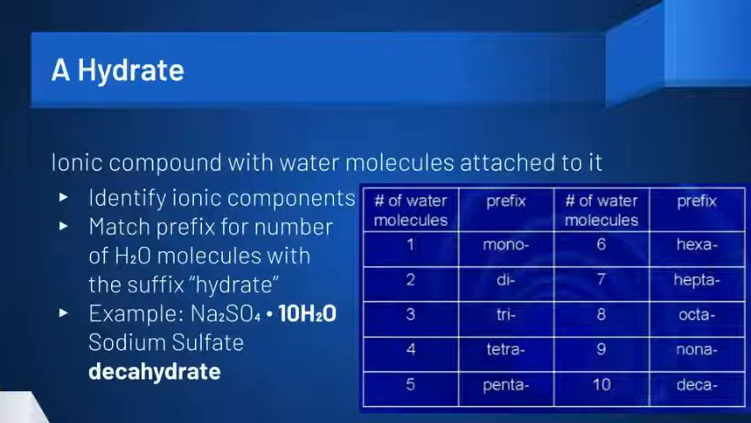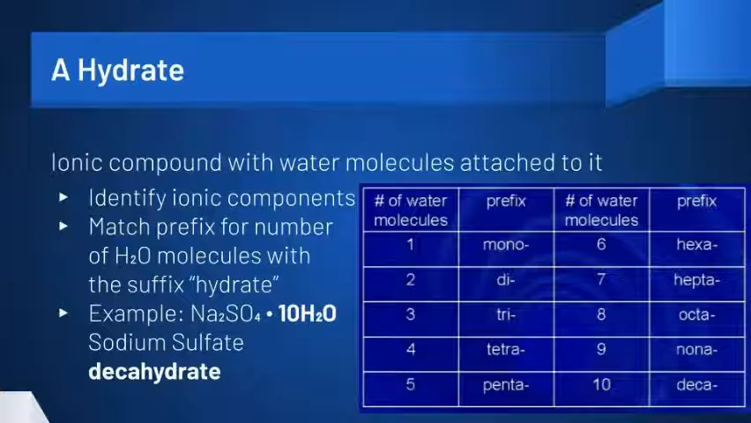Naming a hydrate is also relatively simple. A hydrate is just an ionic compound with water molecules attached to it. So the first step would be identifying ionic components, like the cation and anion. Then what we want to do is match the prefix for number of H2O molecules with the suffix hydrate. Here to the right, we have the prefixes that we will see for hydrates, 1 being mono, 2 being di, 3 being tri, and so on.